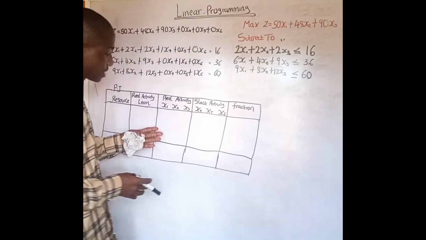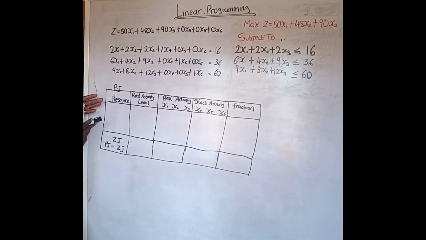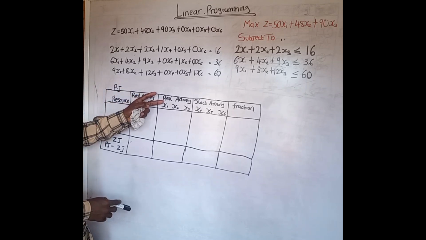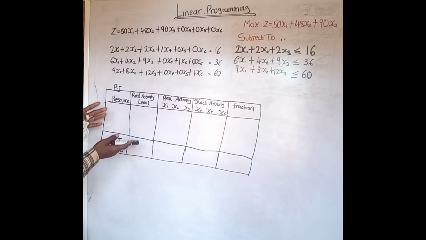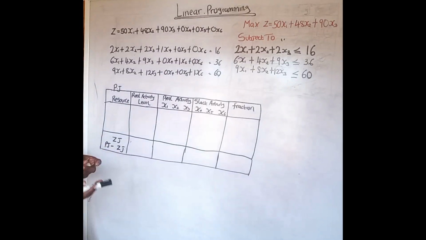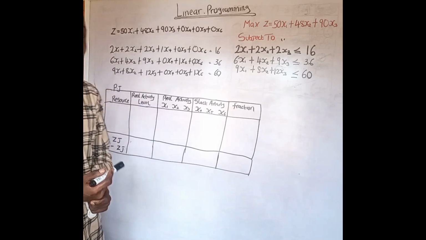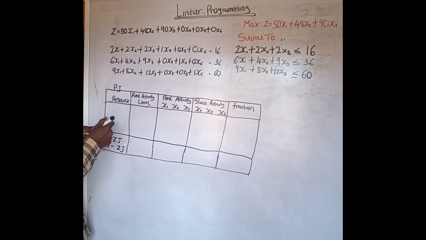This is how the simplex table will look. In this simplex table, I have the resource, the real activity level, the real activity, the slack activity, and the fraction. This is how you are going to prepare your initial simplex table. The reason why we have to prepare this is because we have to determine our key element, our key column, and our key row. Therefore, for the real activity level, it will be the output of each constraint.